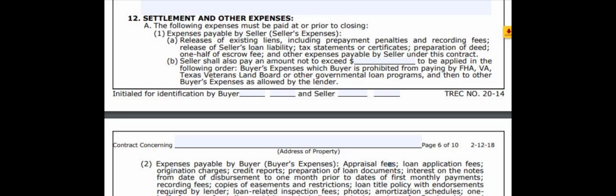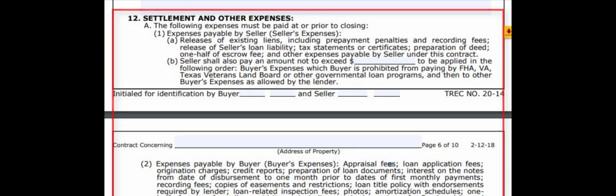So paragraph 12 reads as follows. 12. Settlement and other expenses. A. The following expenses must be paid at or prior to closing. 1. Expenses payable by seller, i.e. seller's expenses, are releases of existing liens, including prepayment penalties and recording fees, release of seller's loan liability, tax statements or certificates, preparation of deed, 1/2 of escrow fee, and the other expenses payable by seller under this contract.